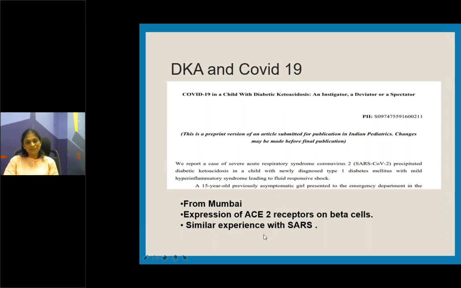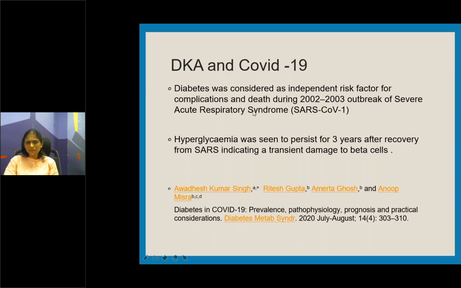There has been similar experience with SARS in 2002, 2003, and with H1N1 in 2010. Diabetes was definitely considered an independent risk factor in SARS in 2002 and H1N1 in 2010. And in these patients, when they were followed up, the hyperglycemia was seen to persist for almost 3 years, after which it settled. This indicated a transient damage to the beta cells by the SARS virus.